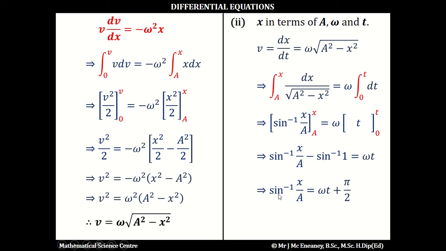And if you bring that across, it becomes a plus pi over 2. And we're trying to get x on its own. If we bring the inverse sine over, you get the sine of omega t plus pi over 2. And then x is being divided by a. If you bring the a over then, this means x is going to equal a sine of omega t plus pi over 2.